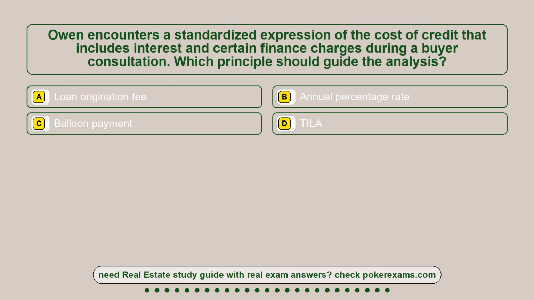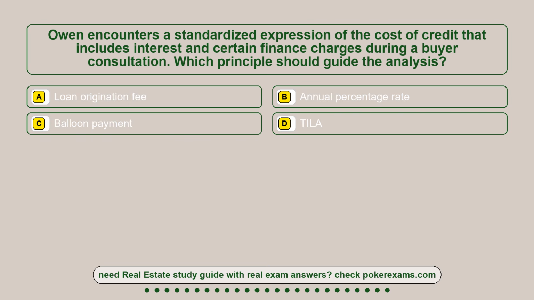Question 17. Owen encounters a standardized expression of the cost of credit that includes interest and certain finance charges during a buyer consultation. Which principle should guide the analysis? Option A, loan origination fee. Option B, annual percentage rate. Option C, balloon payment.